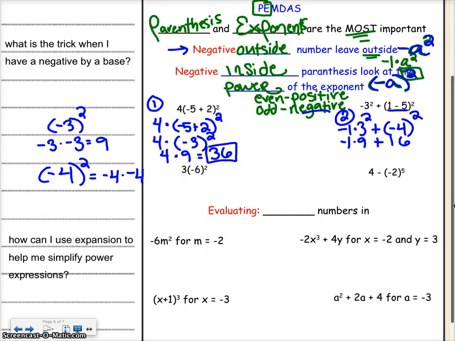Remember order of operations. Now I'm going to deal with my multiplication. Negative 1 times 9 is negative 9 plus 16. Let me rewrite that 16. Which turns into their opposite signs, so you take their difference. 16 minus 9 is 7, and I have more positives, so it is a positive 7.